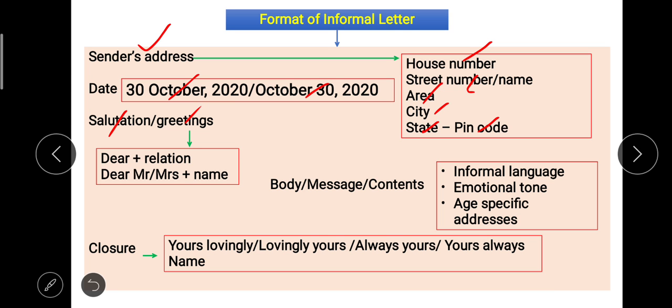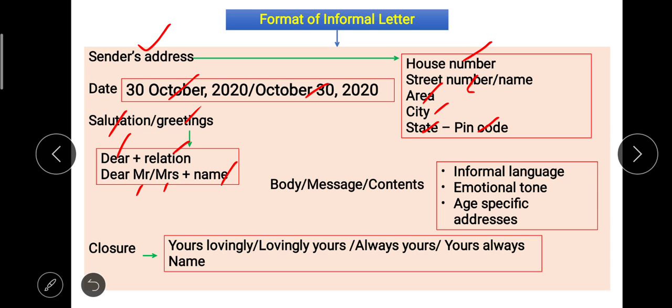But in informal letters, we don't have to mention receiver's address and subject of the letter. These two things we have to do away with. In salutation, we should write dear, then name of the relation. Dear son, dear papa, dear mama, dear brother, dear uncle, this way. Or it can be dear plus Mr. or Mrs. as per the gender and then name.